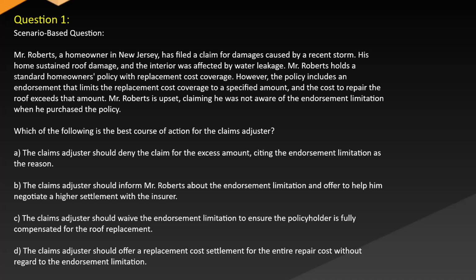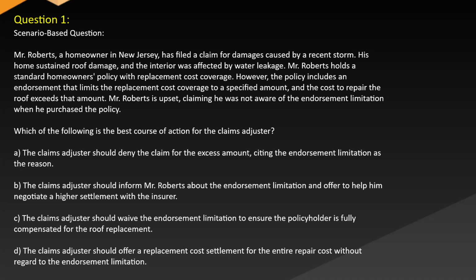However, the policy includes an endorsement that limits the replacement cost coverage to a specified amount, and the cost to repair the roof exceeds that amount. Mr. Roberts is upset, claiming he was not aware of the endorsement limitation when he purchased the policy. Which of the following is the best course of action for the claims adjuster?